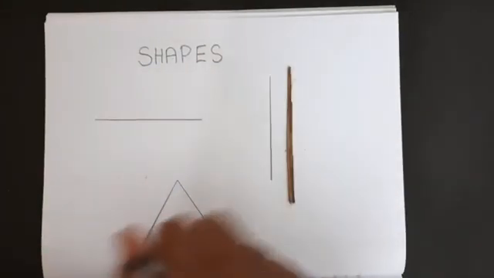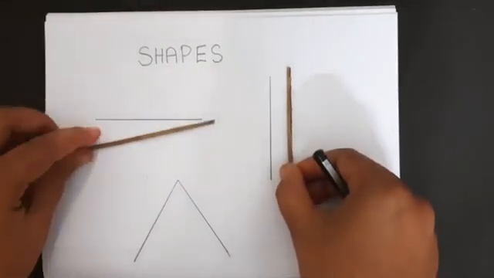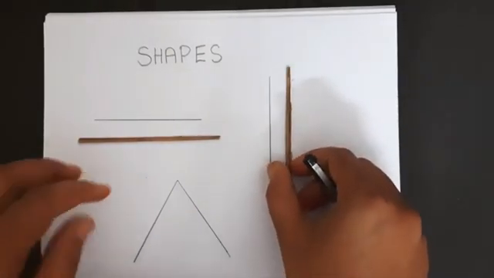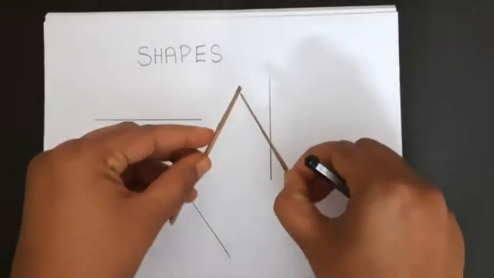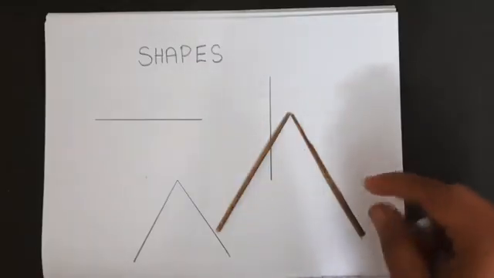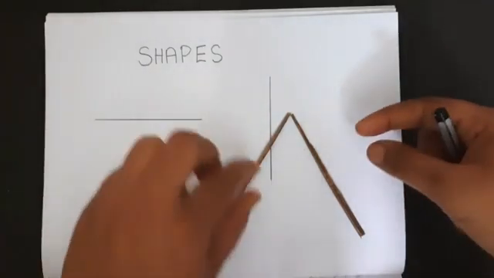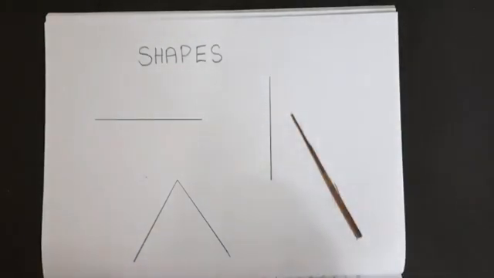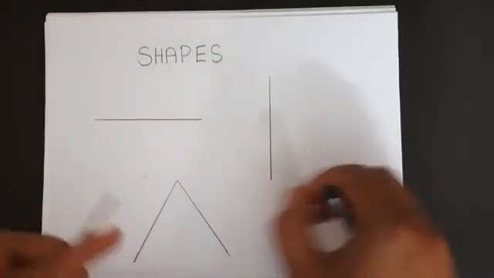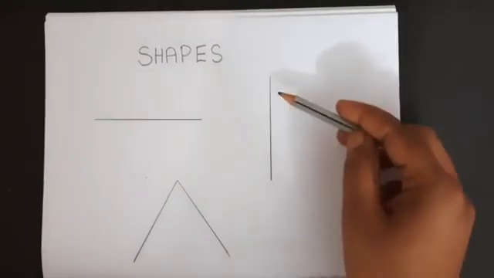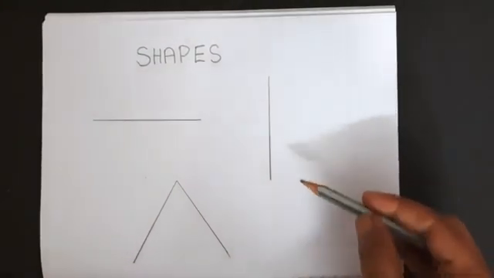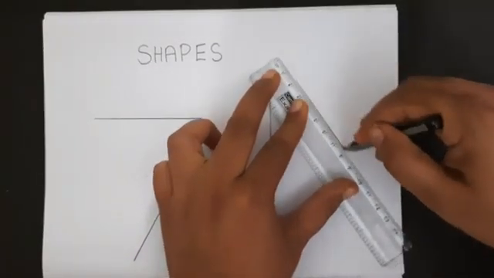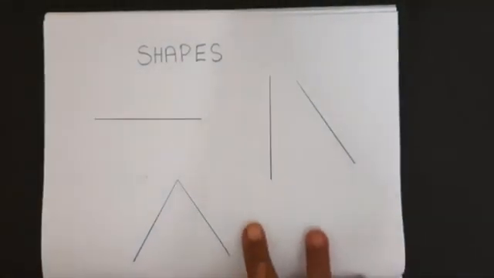This is a standing line. This is a sleeping line. And when we try to join these two lines, we will get a slanting line. So this is a slanting line. Understood children? Now we all know this is a sleeping line, a standing line, and this is a slanting line. Yes children.